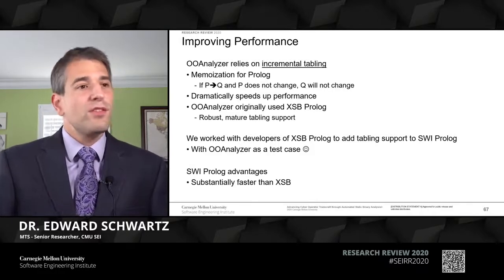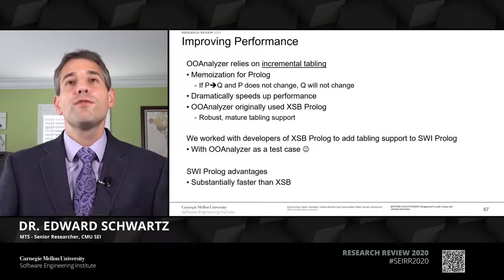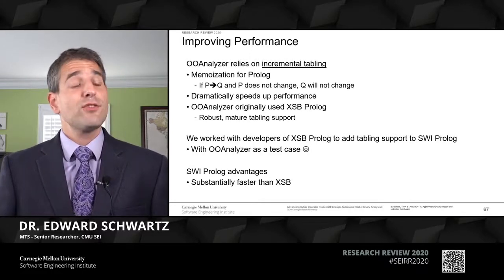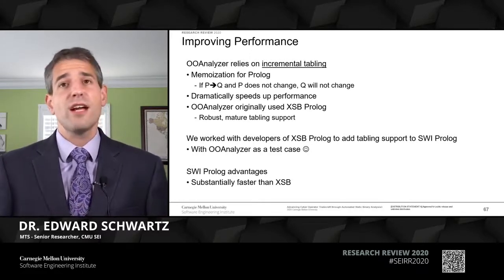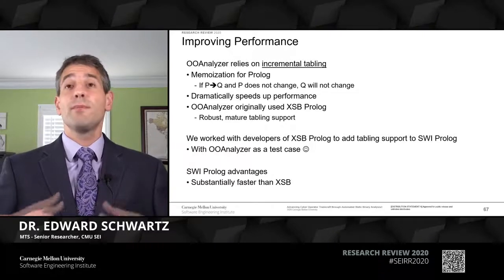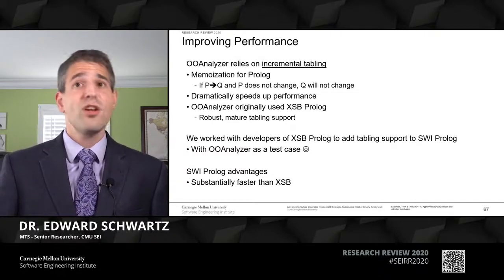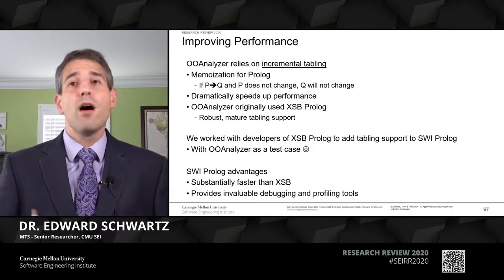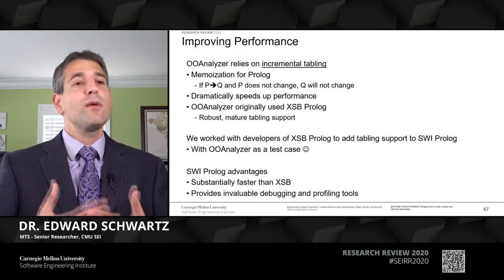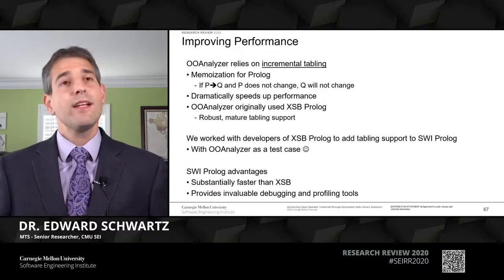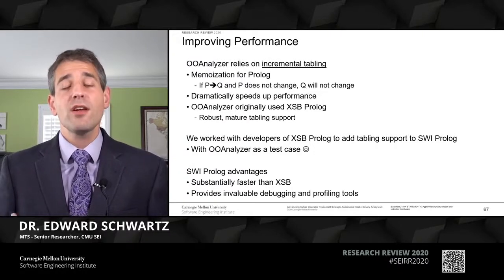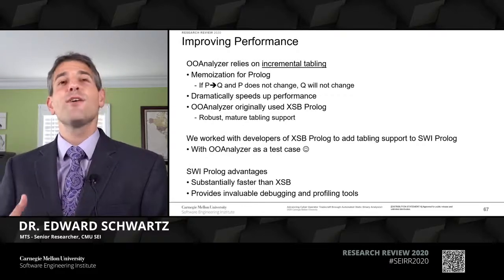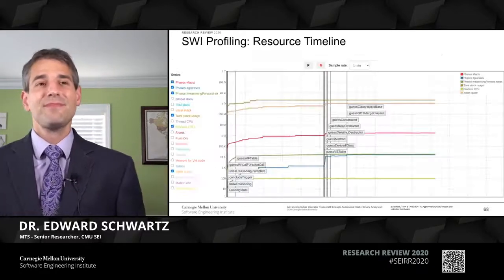But one of the reasons is that SWI Prolog for our particular application turned out to be substantially faster than XSB just because of some of the design decisions and the properties of our particular application. But one of the other things that turned out to be very useful with SWI Prolog is it also has debugging and profiling tools that really allowed us to find the bottlenecks in OOAnalyzer and fix them so that we could start looking at larger and more complex software.